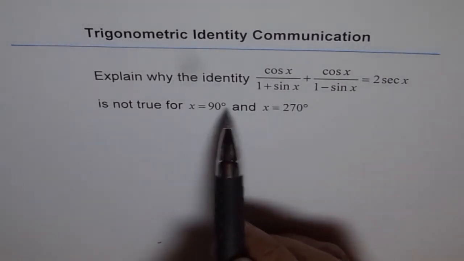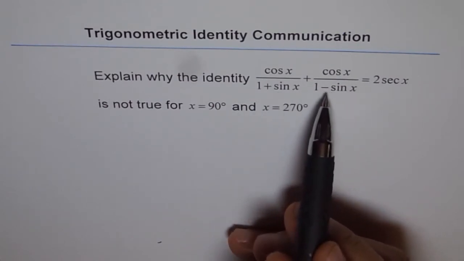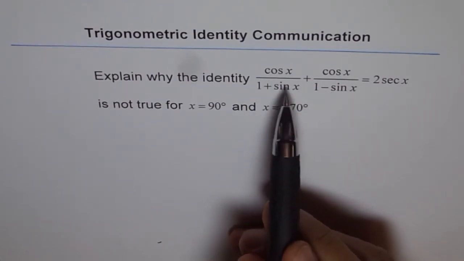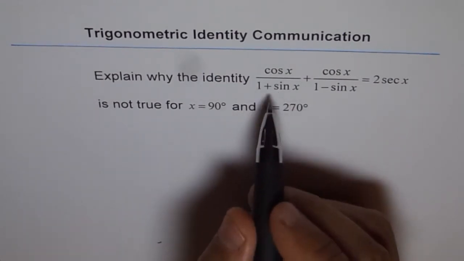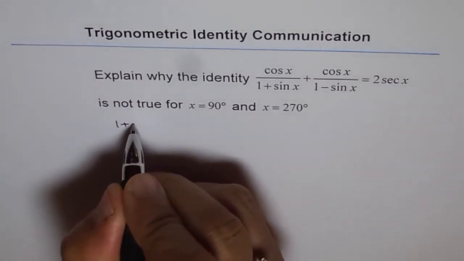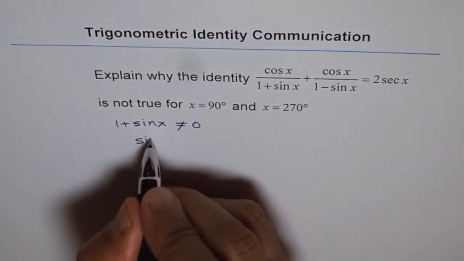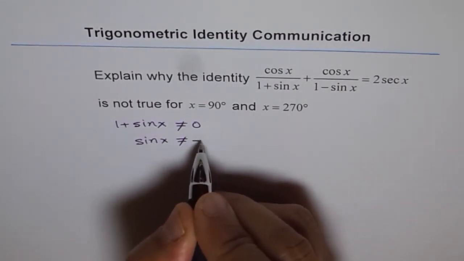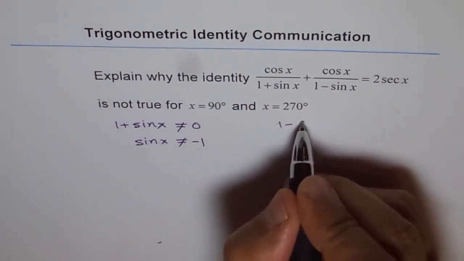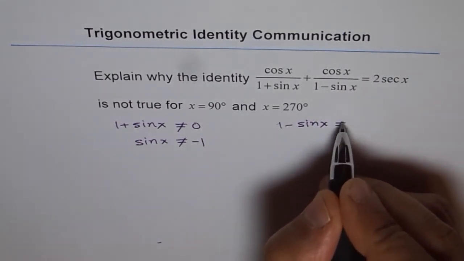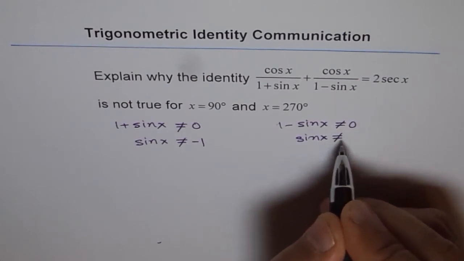Well, this equation has a restriction because the denominator cannot be 0, right? So that is a huge restriction on it. Since you cannot divide by 0, the denominator cannot be 0. Therefore, the restriction is that 1 plus sin x should not be equal to 0, or sin x is not equal to minus 1. Similarly, the other restriction on this equation is that 1 minus sin x is not equal to 0, or sin x is not equal to 1.